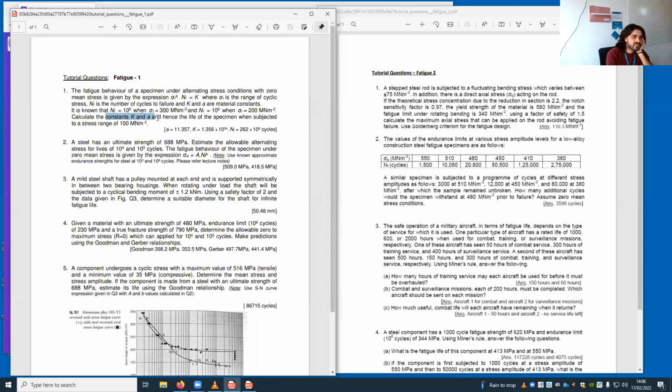We need to calculate the constants K and A, and also the life of the specimen when it is subjected to a stress range of 100 megapascals. So let me copy this information first. So this is question fatigue 1. Question 1.